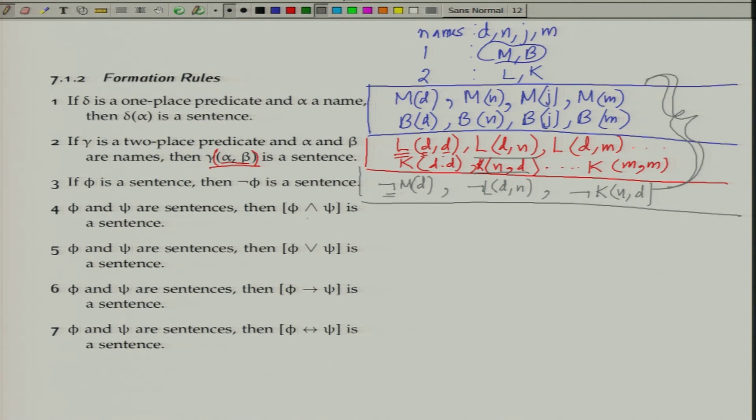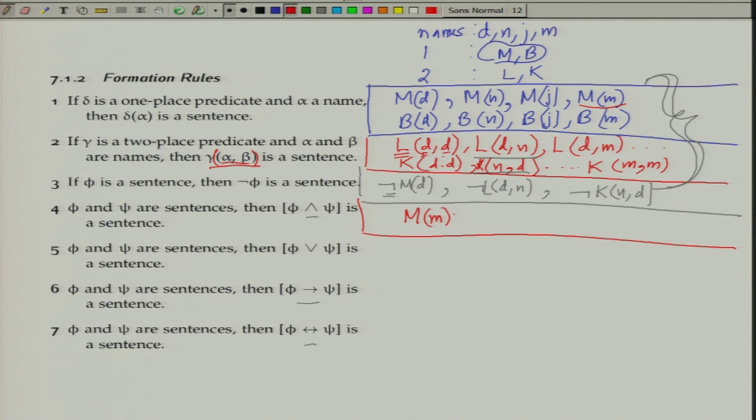Then these are dyadic operators. Dyadic operators work in a different way. They take 2 sentences, not one. So if phi and xi are sentences, so is phi and xi. So we understand that we take, for example, say this is phi. So we take this sentence.